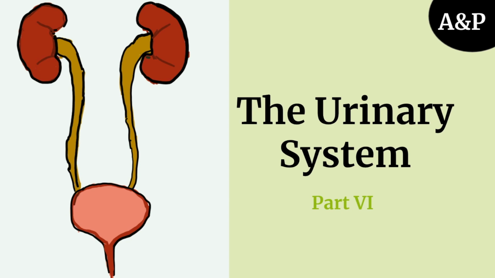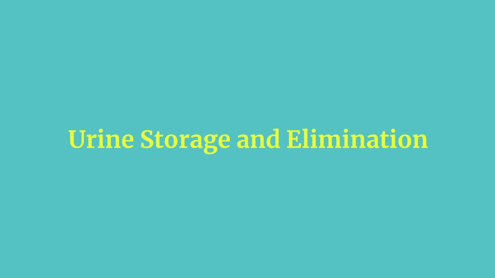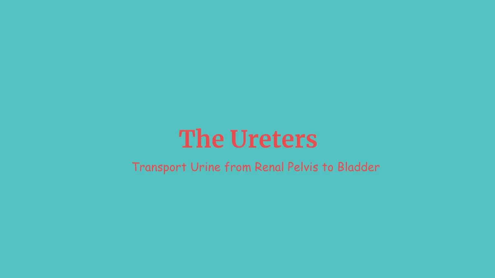Now, in part 6, we will discuss urine storage and elimination, including the anatomy of the bladder, urethra, and ureter, and how urine is eliminated through neural control. So let's start with the ureters. The ureters transport urine from the renal pelvis to the bladder.